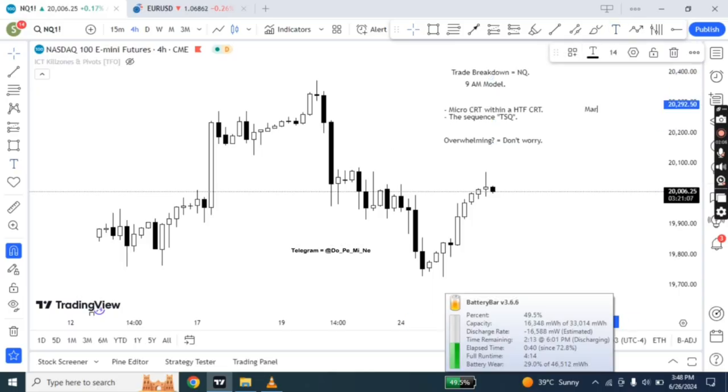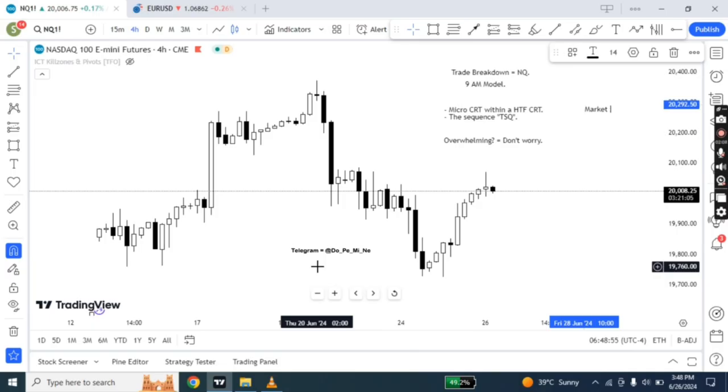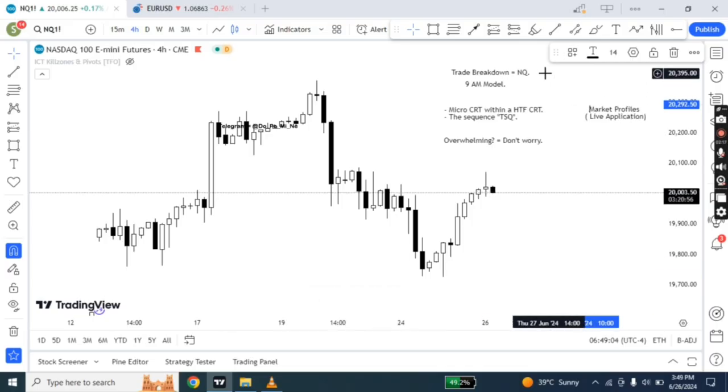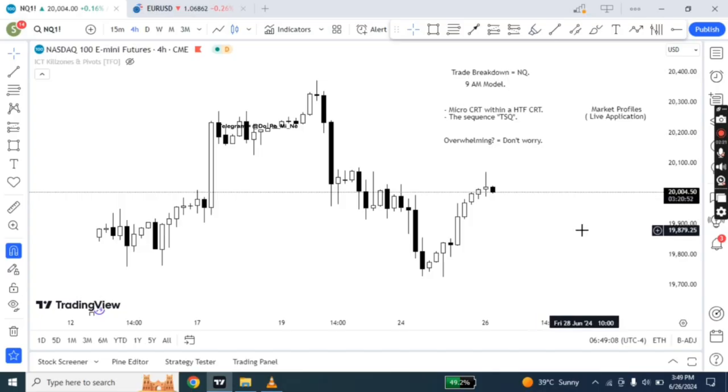Now, first of all, I'm going to make sure that I integrate and explain this trade breakdown in terms of market profiles too, which were discussed in chapter 1, so that you can actually see how you can apply the knowledge that was given to you in chapter 1 and use it in the live markets and take trades based off of that, right?